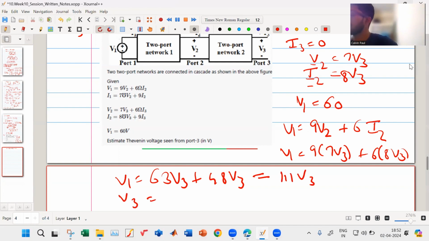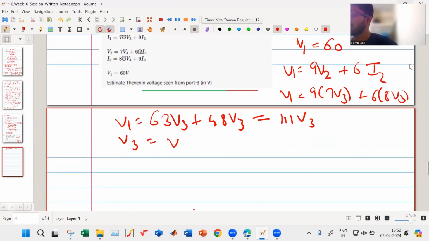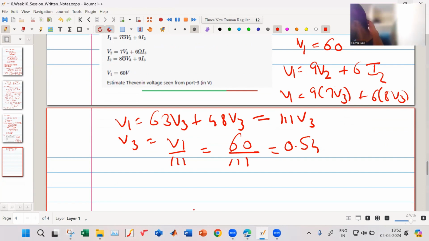V3 is actually equal to V1 upon 111. What is your V1 given? V1 is equal to 60 divided by 111. So what is your V3 given? 0.5405. How much? 0.5405 volt, right? Yeah.